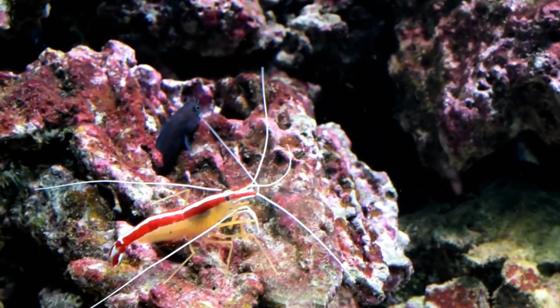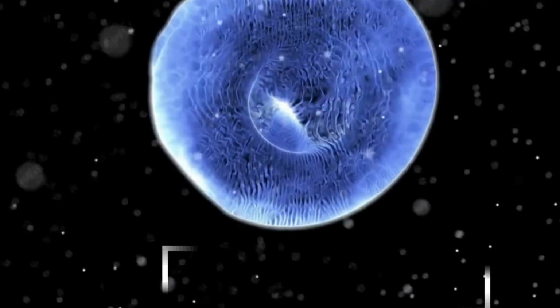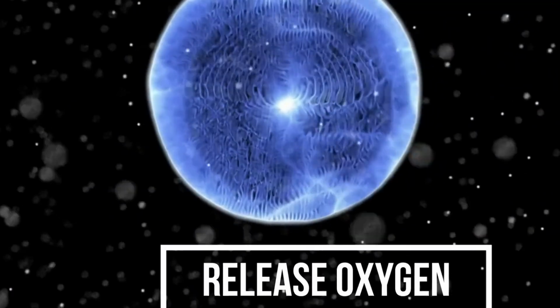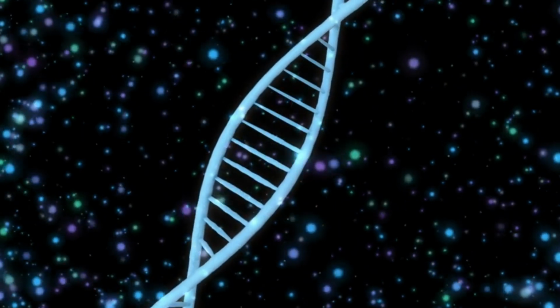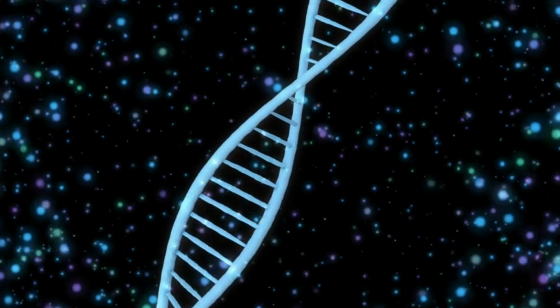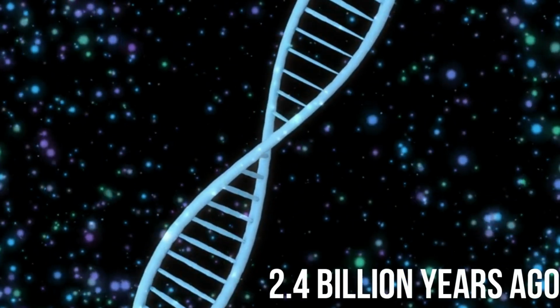These simple, single-celled organisms played a vital role in shaping the Earth's atmosphere by releasing oxygen as a byproduct of photosynthesis. The gradual accumulation of oxygen in the atmosphere eventually led to the Great Oxygenation Event, around 2.4 billion years ago, which had a profound impact on the evolution of life.